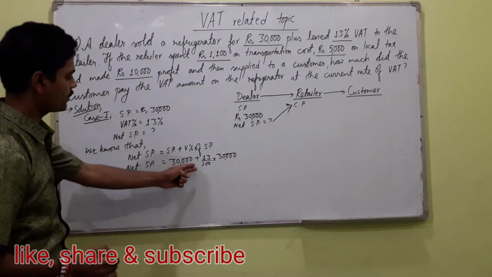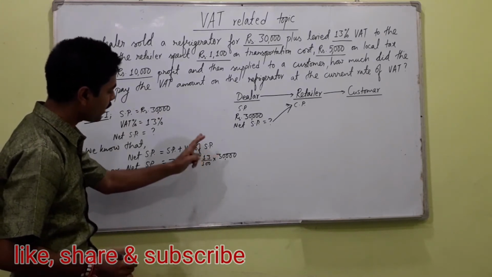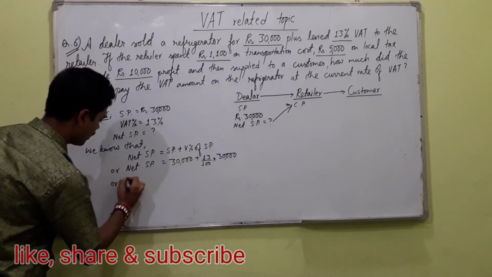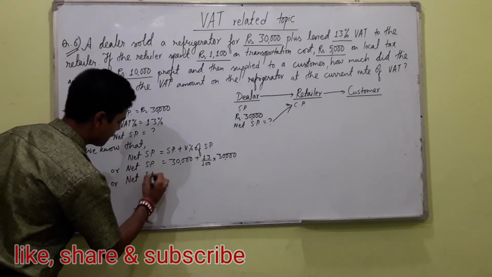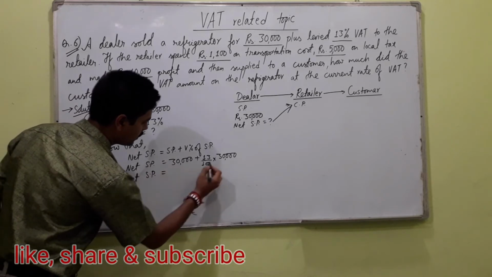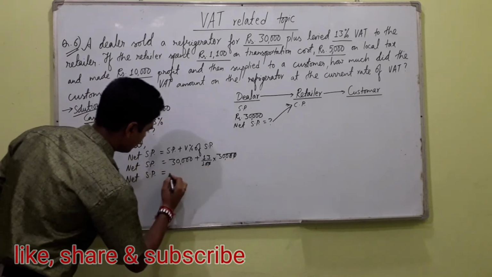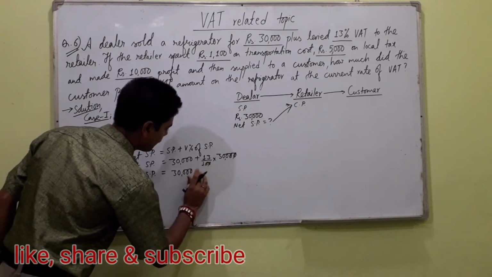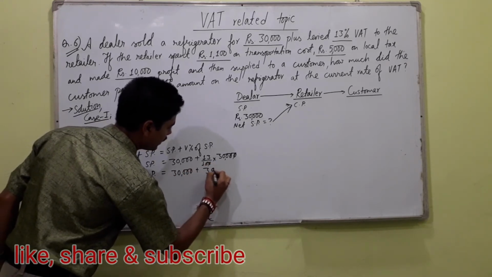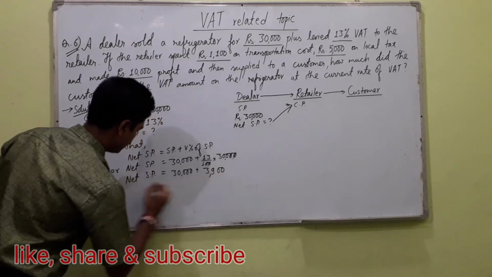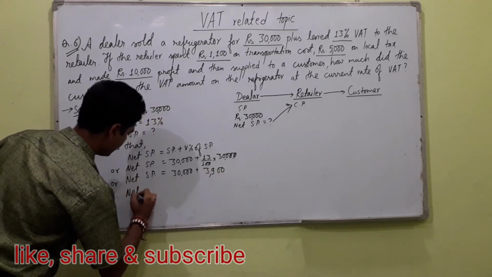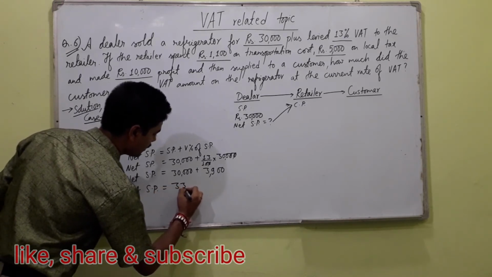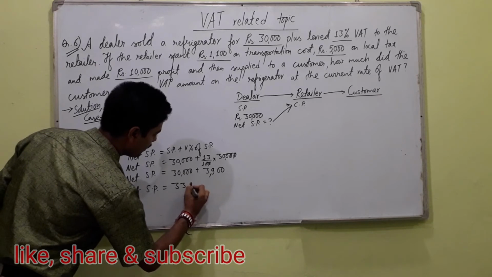I have jumped one step here. Rather than writing 13%, I have converted that percentage into the fraction term, and our net selling price is equal to 30,000 plus 13 by 100 into 30,000. Two zeros cancelled here. 13 3s are 39, plus 30,000 gives 33,900. Therefore, the net selling price to the retailer is 33,900.